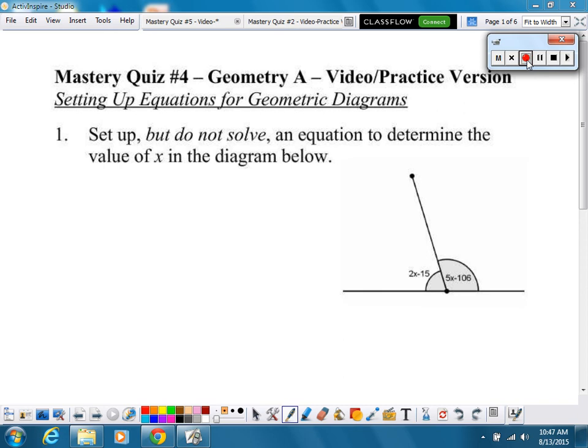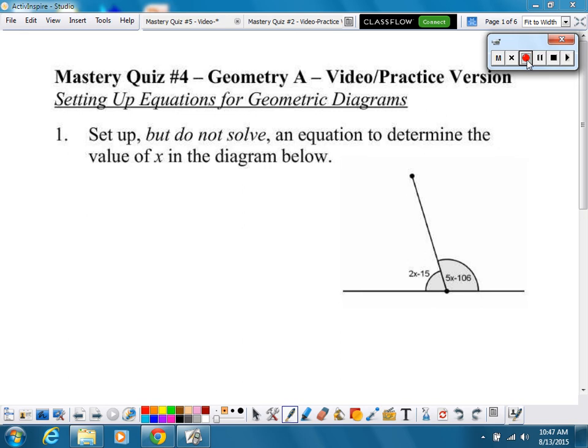Question number 1 is asking us to set up but do not solve. So those of you who are afraid of a little algebra, you don't have to solve these, just set up the equation. Set up an equation to determine the value of x in the diagram. So take a peek at the diagram there. Looks like we have a linear pair, and we know that two angles that form a linear pair are supplementary, which means they add up to 180 degrees.